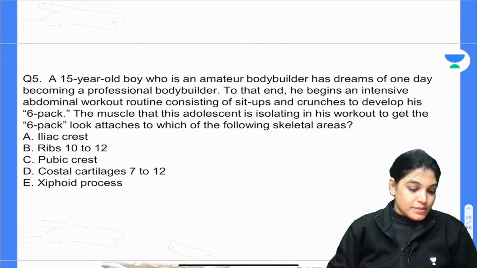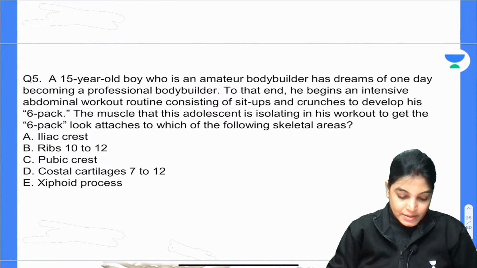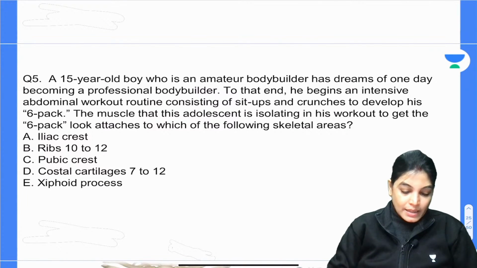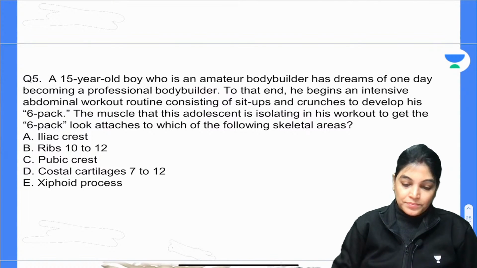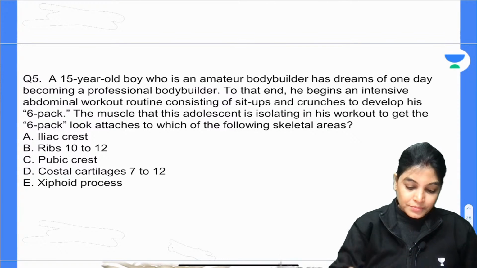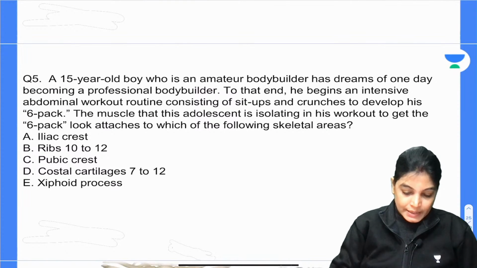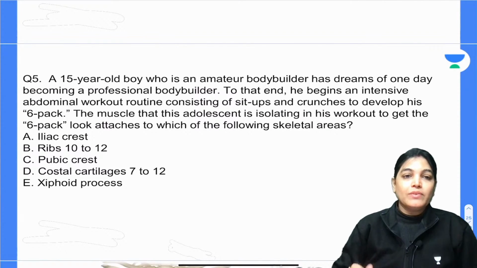Okay, so yes, now the options are iliac crest. Mark the correct answer, A, B, C, D, E. Which is the correct answer? D, costal cartilage 7 to 12. Okay.